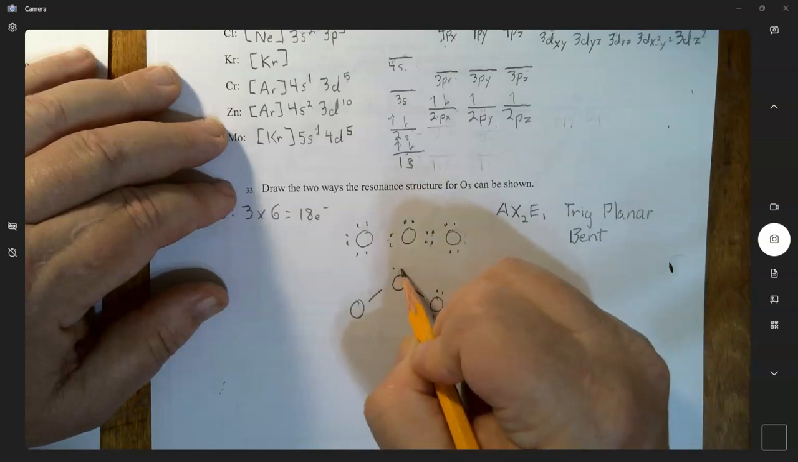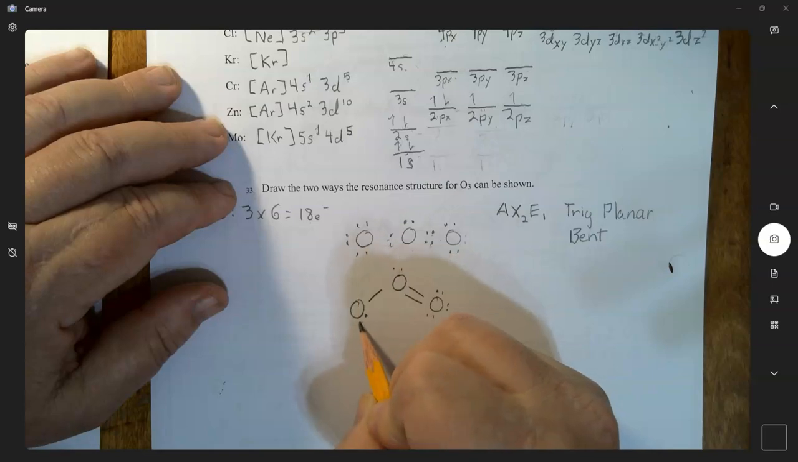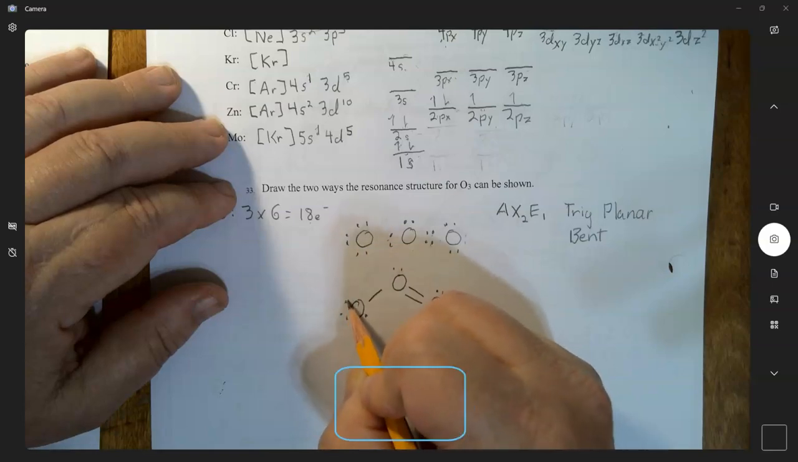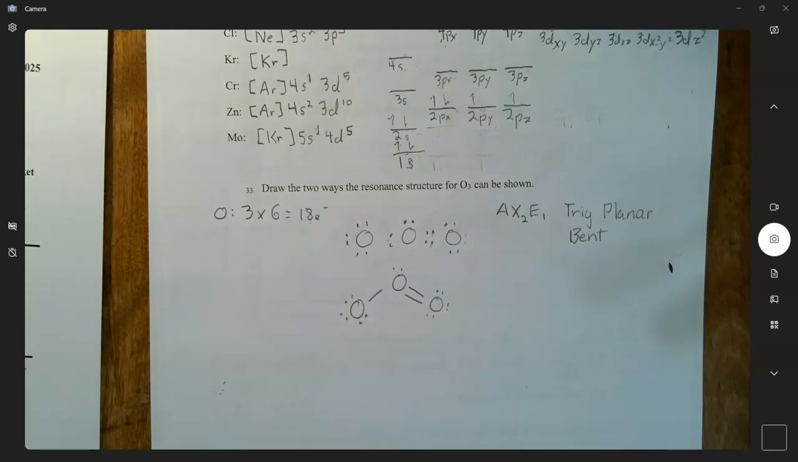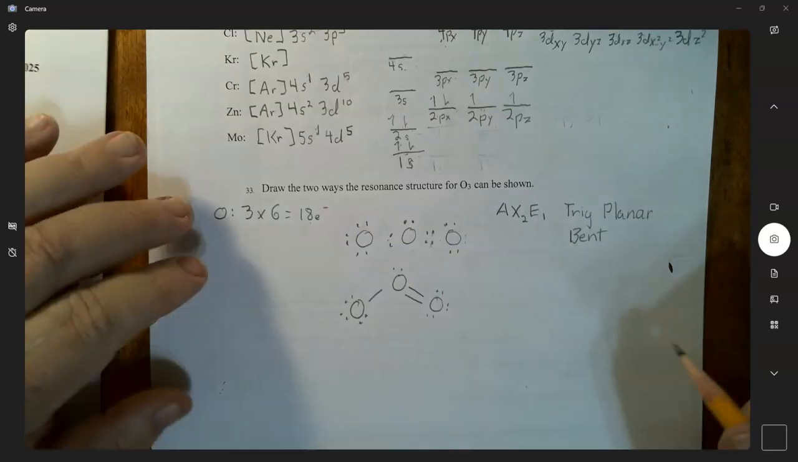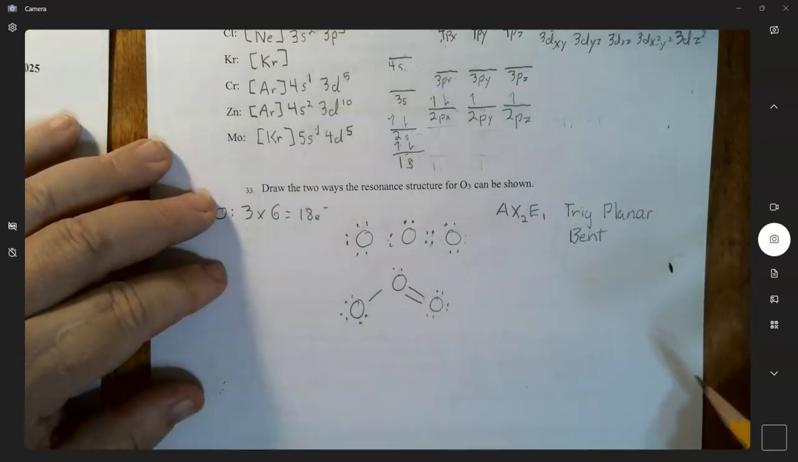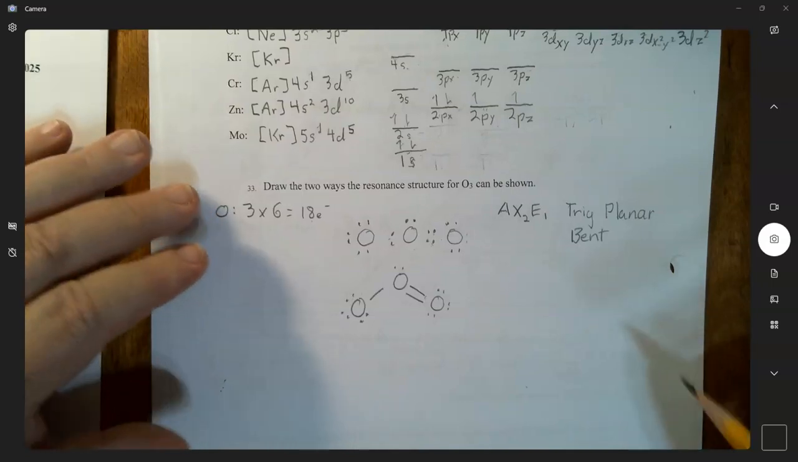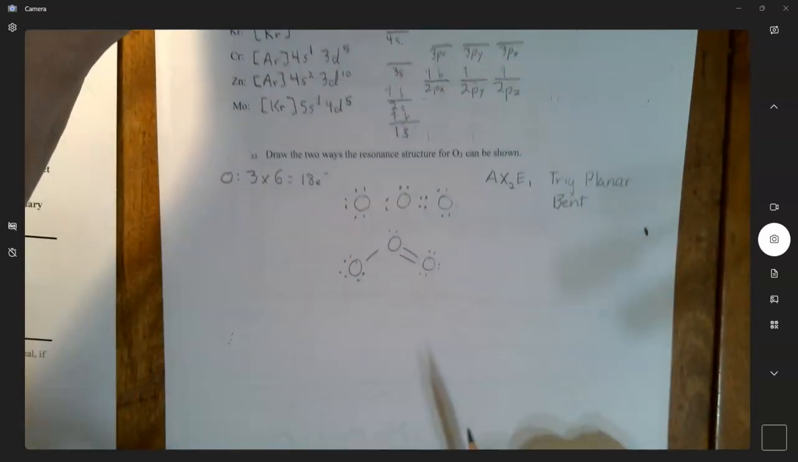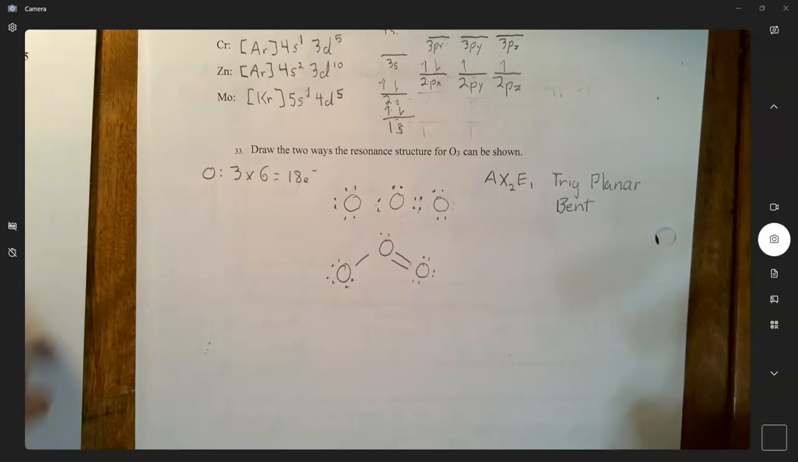It's just like that, and you don't use lines for lone pairs. All right, so that's what it would look like. It would be a bent molecule. Now, you have a double bond on this side, a single bond on that side. Why? I don't know. It could be on the other side, right? That's what's called a resonance structure.